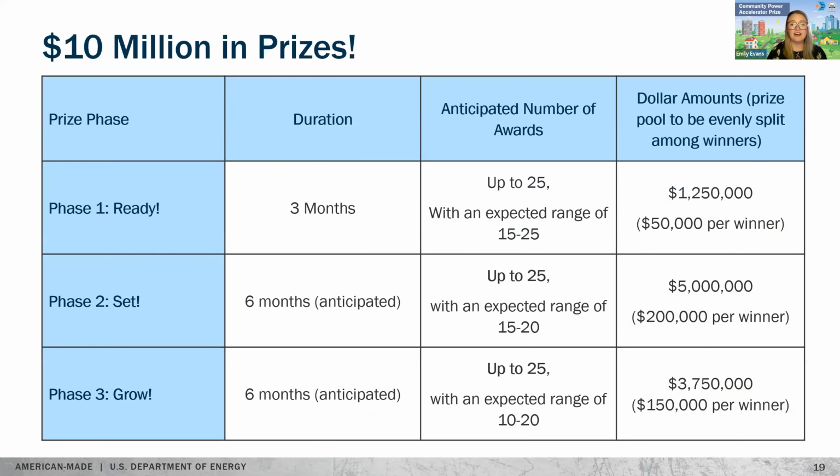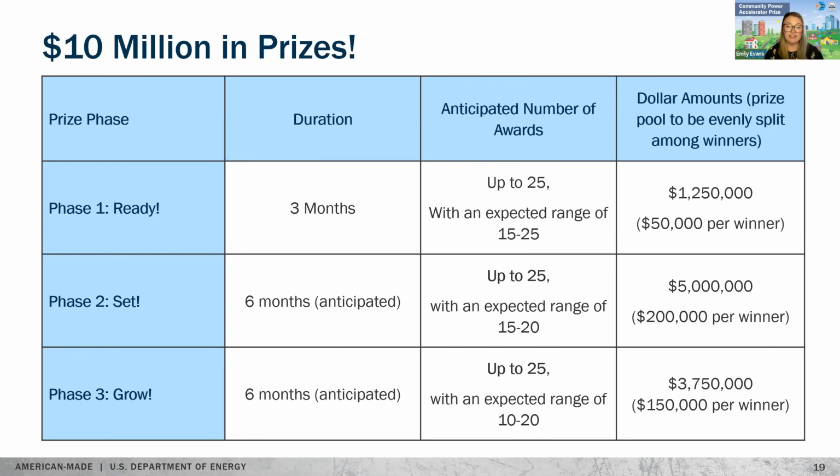As I mentioned, this is a $10 million prize. This is the largest single prize that the DOE Solar Technology Office has run to date. I think that speaks volumes about the importance that community solar has on the clean energy revolution and what we want to see come from the community solar community. The table that you see here details the prize amounts for the 3 stages of the prize.